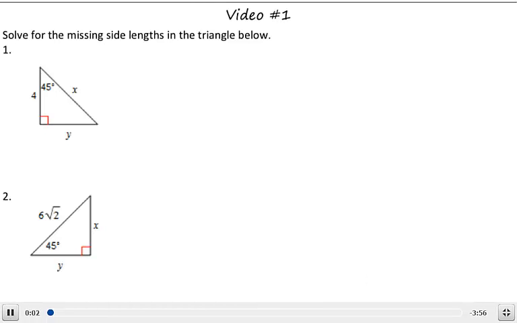Hi everyone, this is Ms. Helms, and we're going to go ahead and try a couple of examples with the special right triangles, in particular the 45, 45, 90 special right triangles.